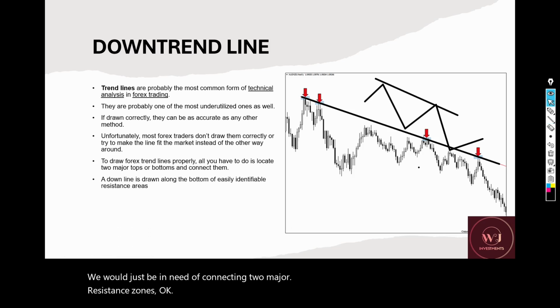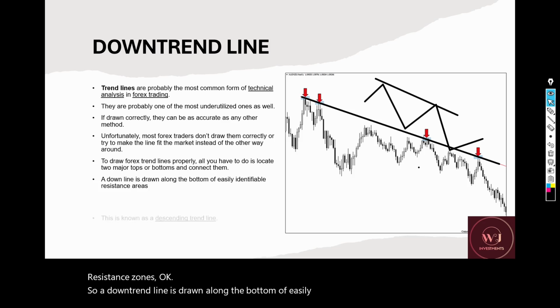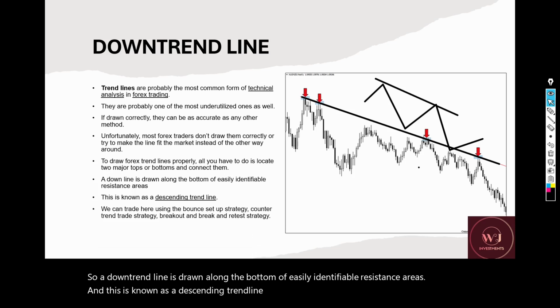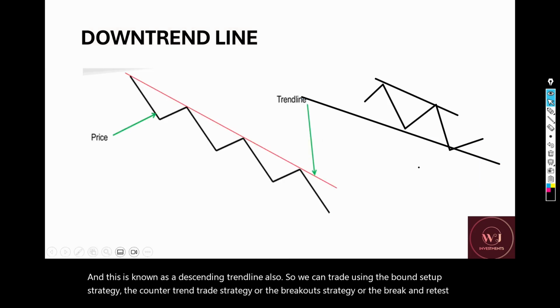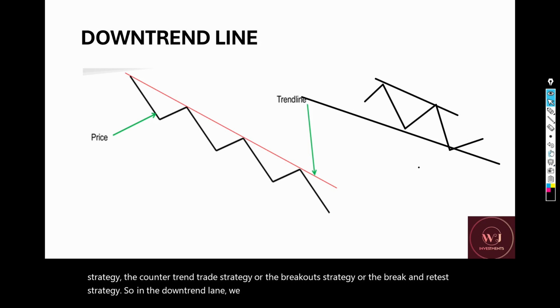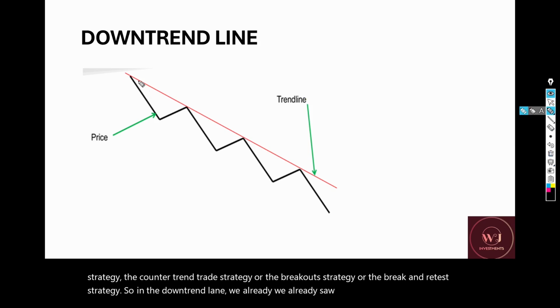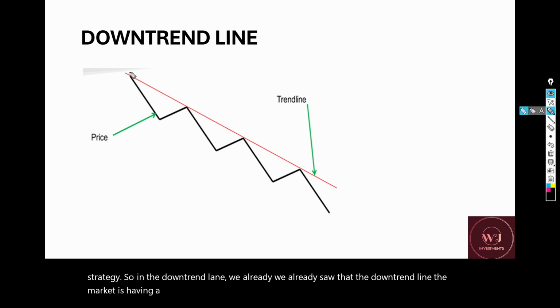A downtrend line is drawn along the bottom of easily identifiable resistance areas, and this is also known as a descending trend line. We can trade using the bounce setup strategy, the counter trend trade strategy, the breakout strategy, or the break and retest strategy. In the downtrend line, the market is having a downtrend, and then we connect two major resistance zones. If we connect more than two resistance zones, that trend line becomes clearly confirmed and strong.